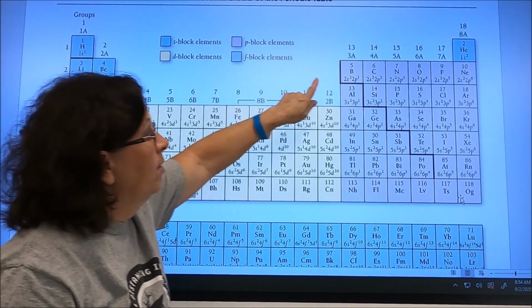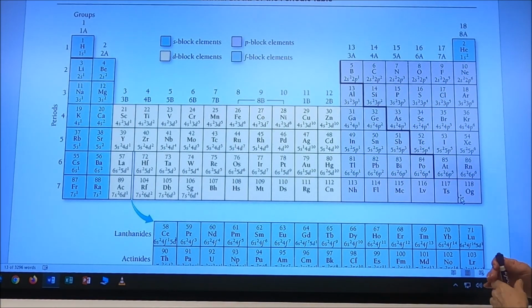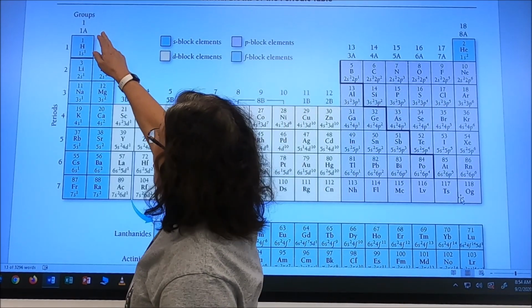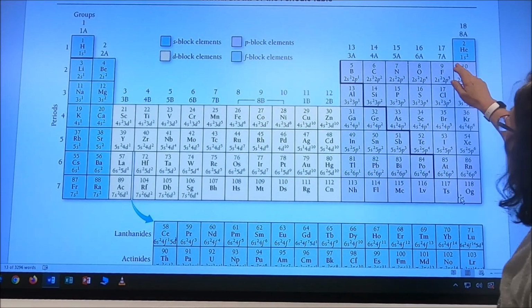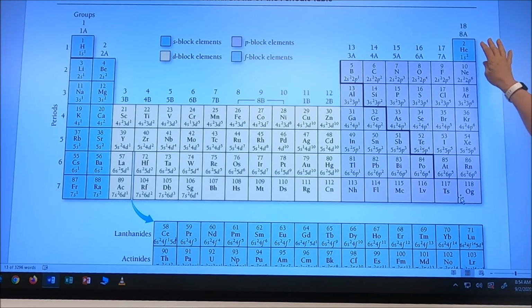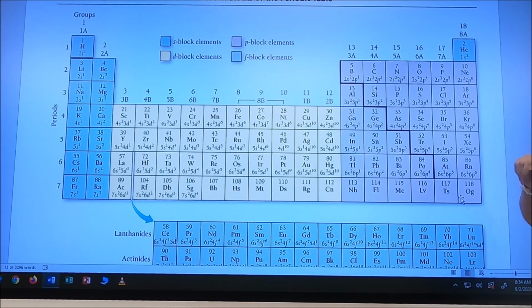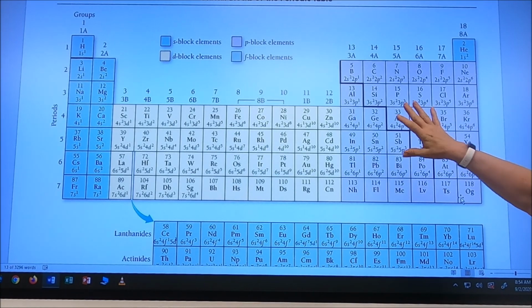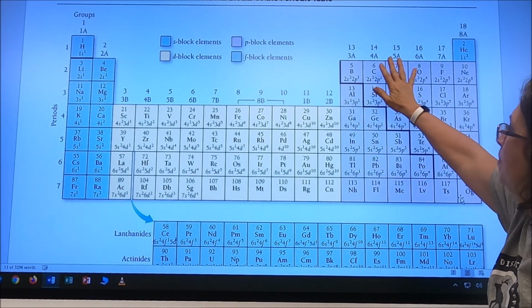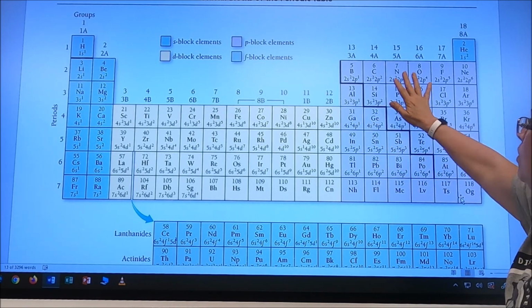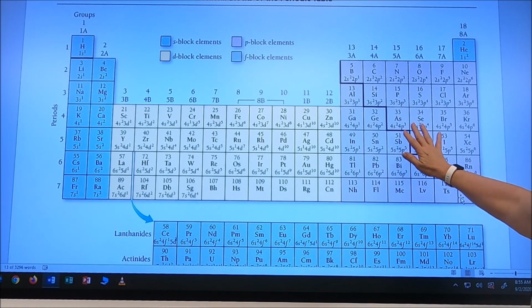Now I want to point out that helium over here could as easily be written over beryllium because it's 1s2. It's kind of an odd duck over here on this side of the periodic table, but we'll talk about why it's placed there in a minute. Now, in this section of the periodic table, we have what's called the P block.